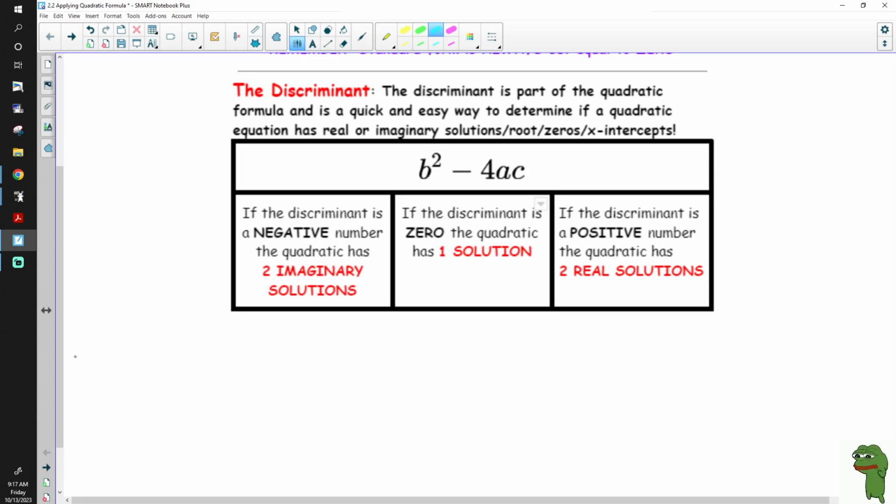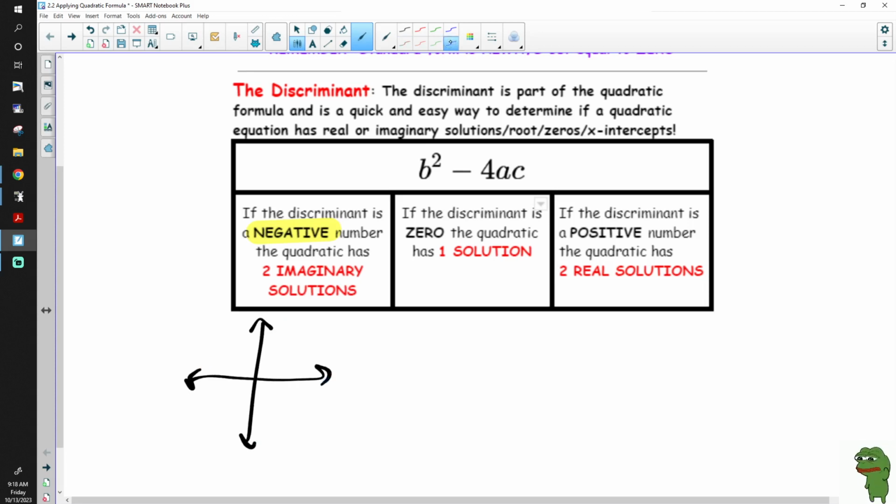Now this answer doesn't tell us the solutions, but it tells us what type of solutions we're going to get. There are three possibilities. Possibility number 1. If you plug this in your calculator and you get a negative number, that means that your quadratic has 2 imaginary solutions. If you get a negative number when doing this little formula, all that tells you is you have 2 imaginary solutions.